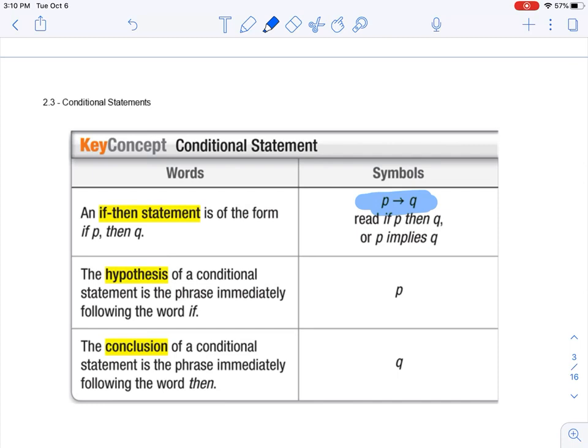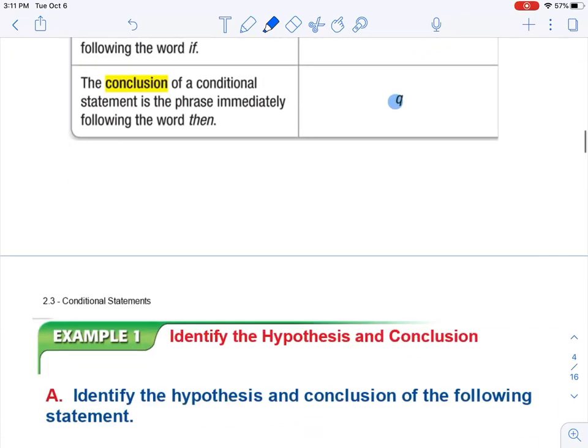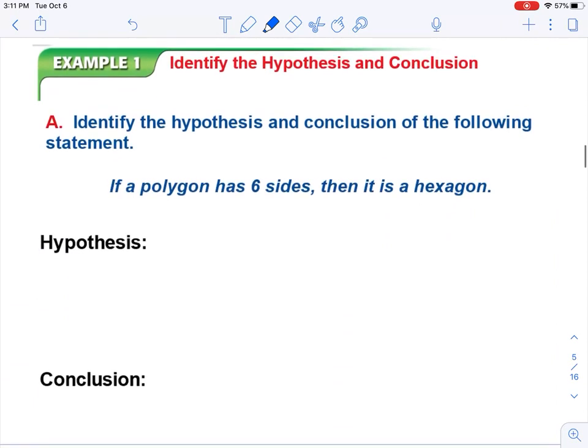So the hypothesis of our statement is the phrase that immediately follows the word if. That would be our P. And then the conclusion of a conditional statement is the phrase that immediately follows the word then. That's Q. If P, then Q. So let's try it out.